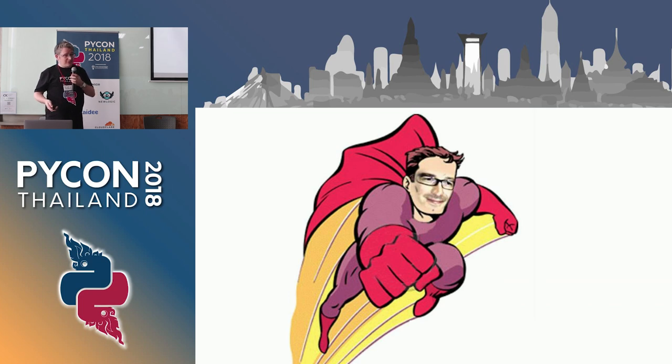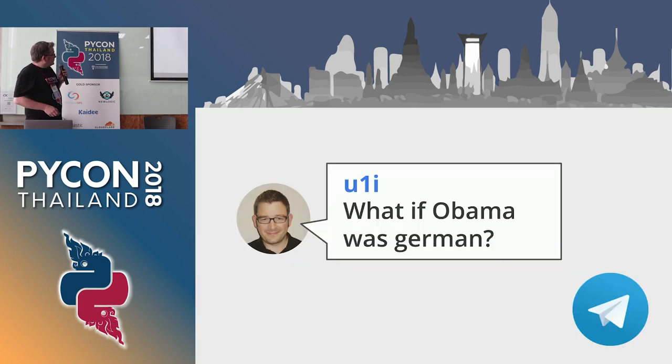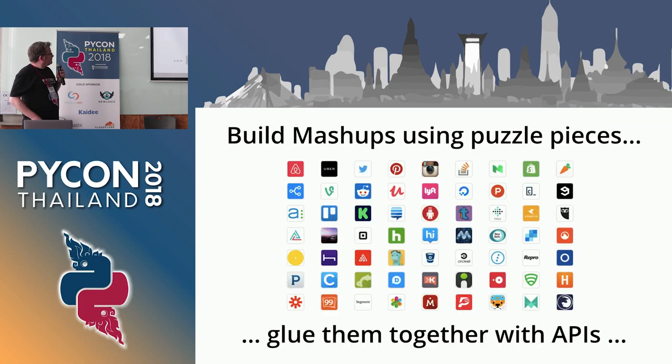Isn't that incredible? A few years ago, this would have been considered a magic trick. Today, we are pretty much used to some really crazy stuff. I'll give you another example. What if Obama was German? Incredible, no? There is no human sitting there in the back end doing some Photoshop. It's a machine doing that, right? And we want to talk about today how we can enable you to do these kinds of things.